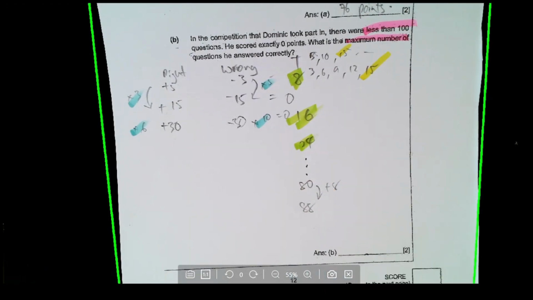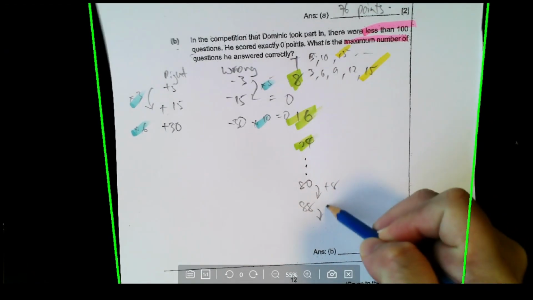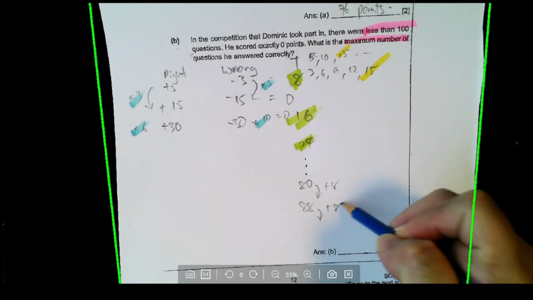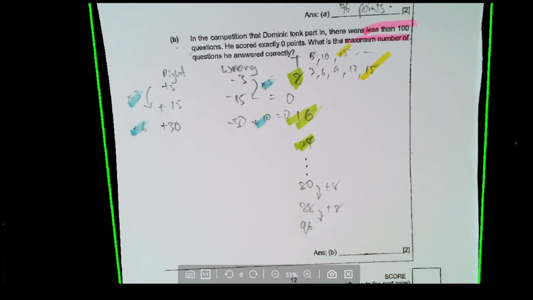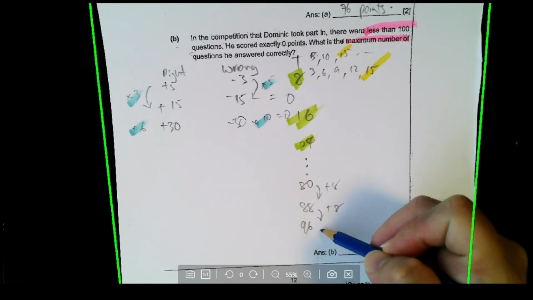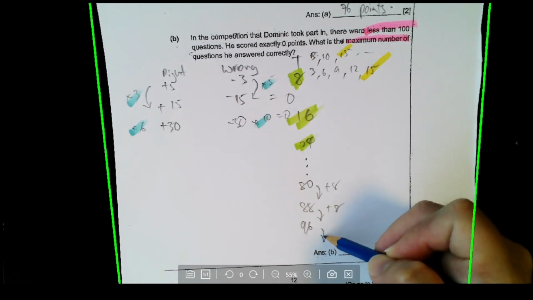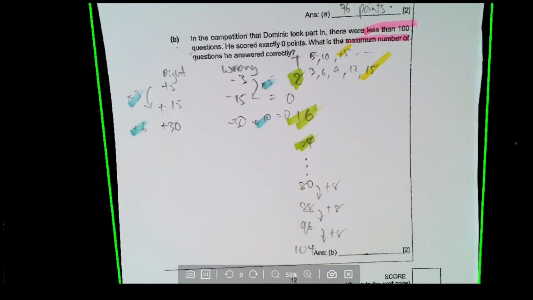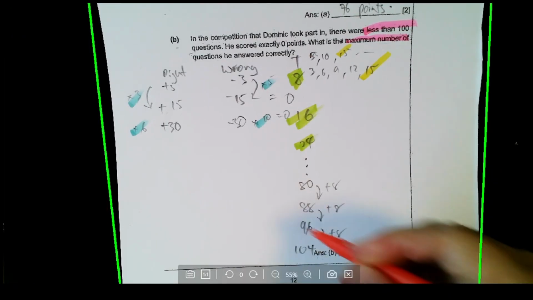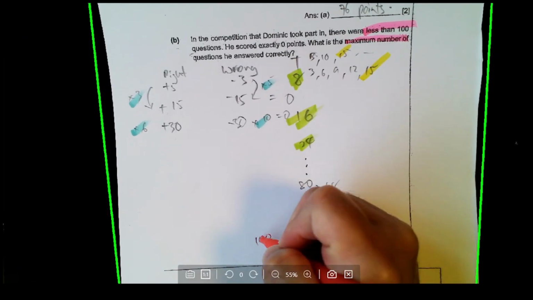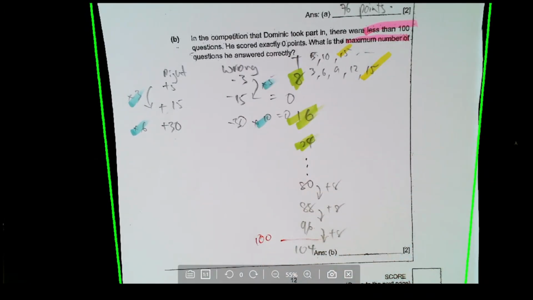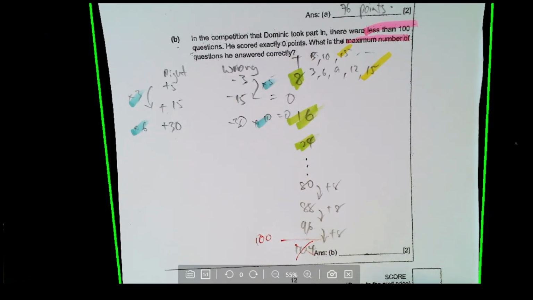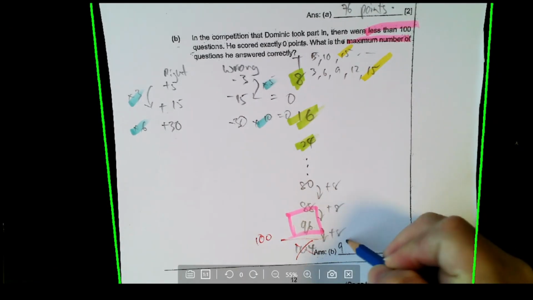It's 88. Can we push further? 88 plus 8, you get 96. Oh, very close. Can you push further? 96 plus 8, you get 104. Oops. Too much. Overshot 100. Okay? The question says less than 100. So this is out. So the maximum number is 96 questions.